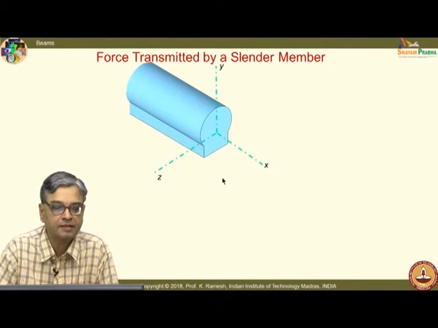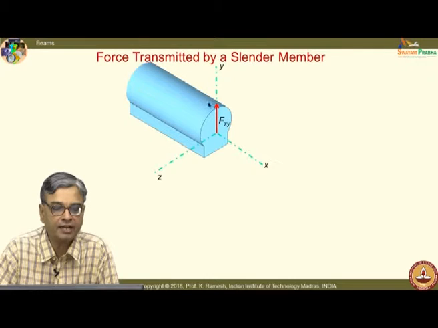Let us continue our discussion on beams. See, in the last class, I had mentioned that we are essentially analyzing a slender member. This is a very long member, a portion of it is shown. The cross-sectional dimensions are much smaller than the length.